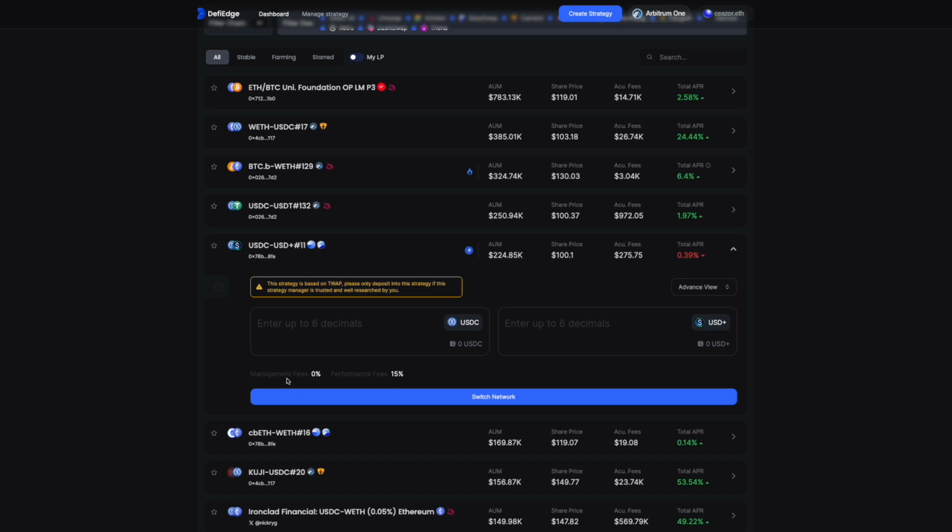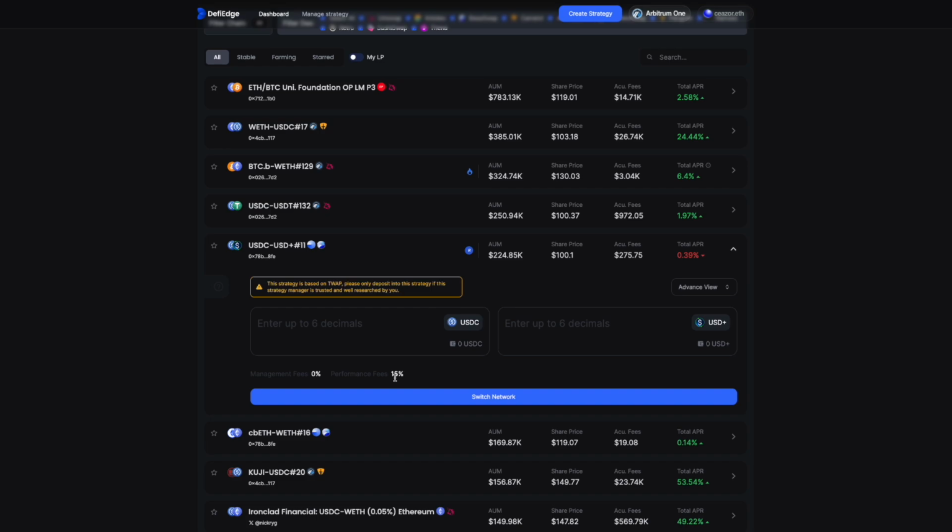So the management fee is like a deposit fee. When you deposit your assets, the strategy manager is minted a share of those tokens. So let's say you deposit enough money to get 100 share tokens, and then maybe the manager will get 1 of those tokens, or 10 of those tokens, or 50 of those tokens, depending on whatever his management fee is. And then the performance fee is what they take out of the fees that they earn.